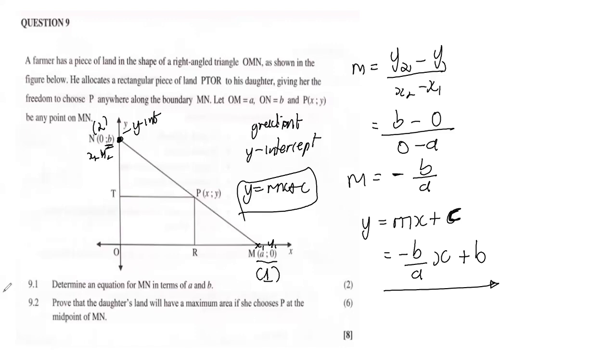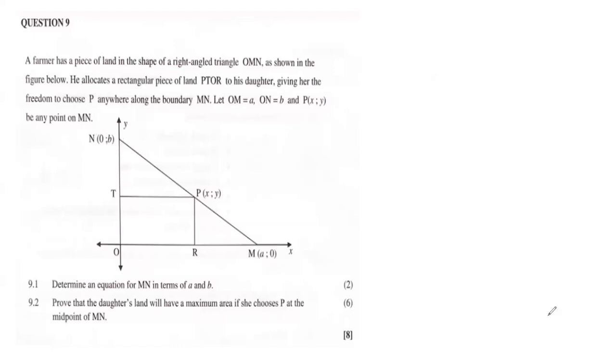Okay, so now let's proceed. We have 9.2. It says prove that the daughter's land will have a maximum area if she chooses P at the midpoint of MN. Right, so they're saying we must prove that the maximum area will occur only if she chooses P at the midpoint of MN.